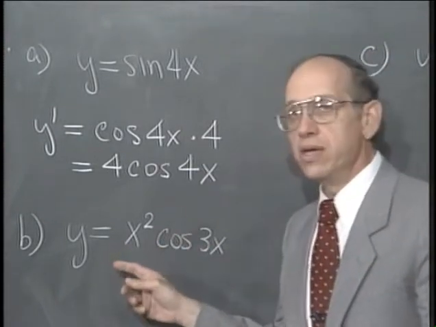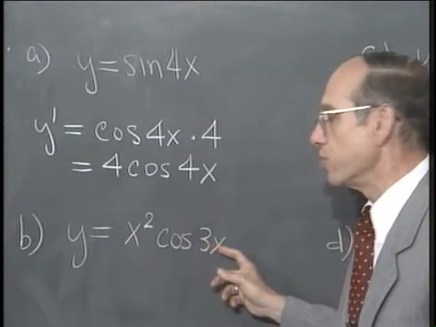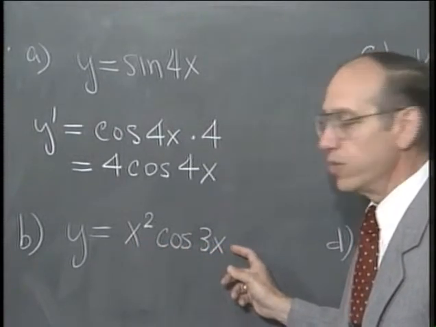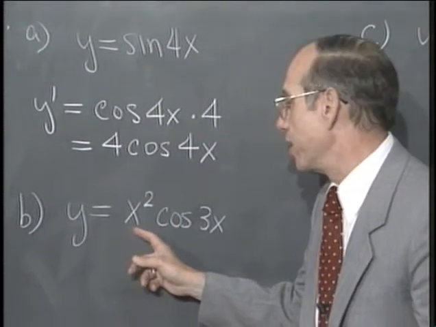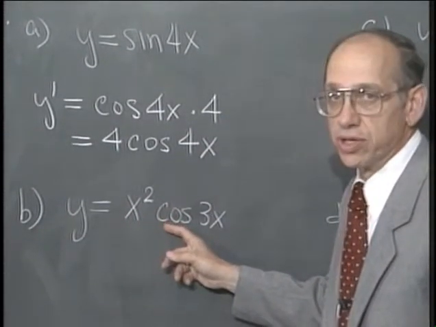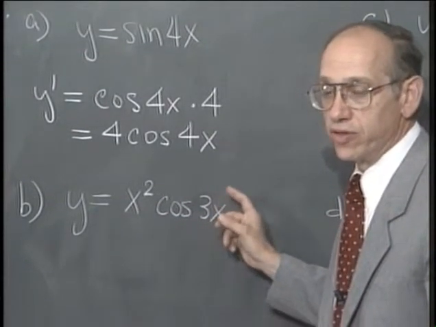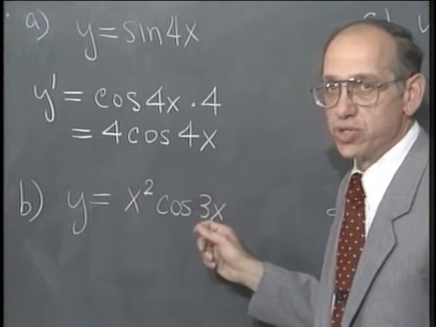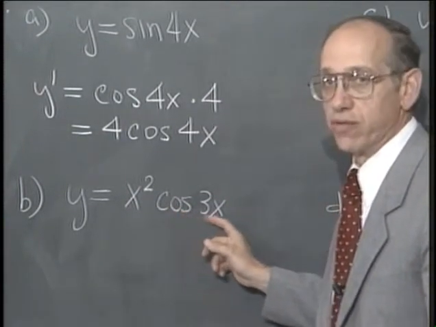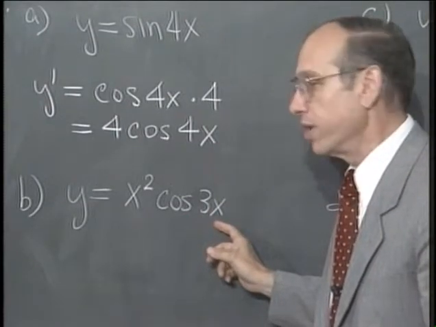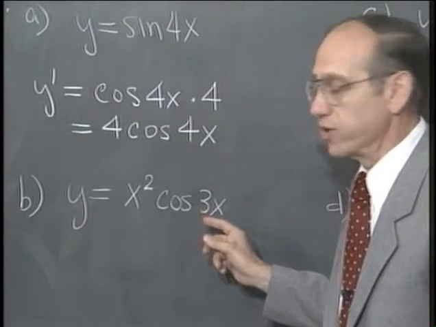In part B, we have y equals x squared times the cosine of 3x. Here we have a product of an algebraic function, x squared, and a trigonometric function, cosine of 3x. Therefore, if we want to find the derivative, we first must use the product rule for x squared times cosine of 3x before we can start using the new rules that we've learned for the trigonometric functions.